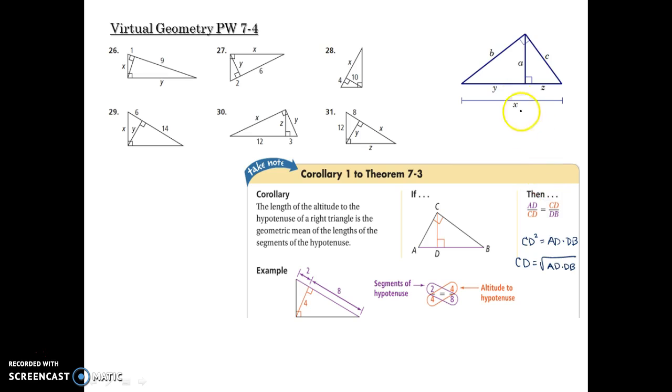It has lots of letters and stuff, but look up here and I'll just make it a little simpler. Here A is the geometric mean of Y and Z. So it's going to be like this. A equals the square root of YZ. Coolio. So corollary 1 just tells you that A is the square root of Y times Z.